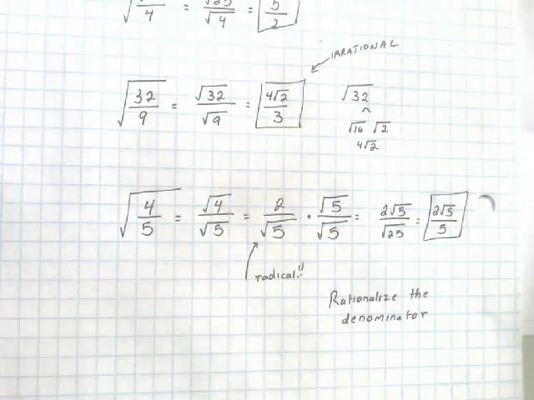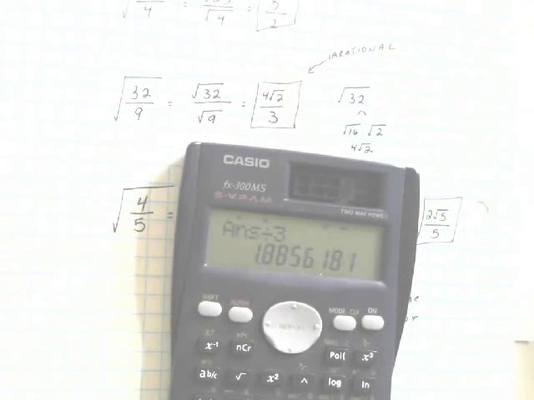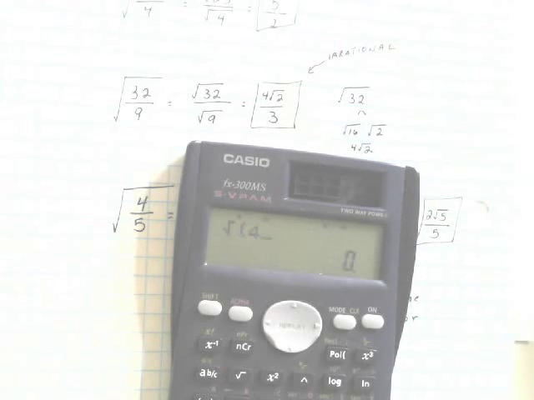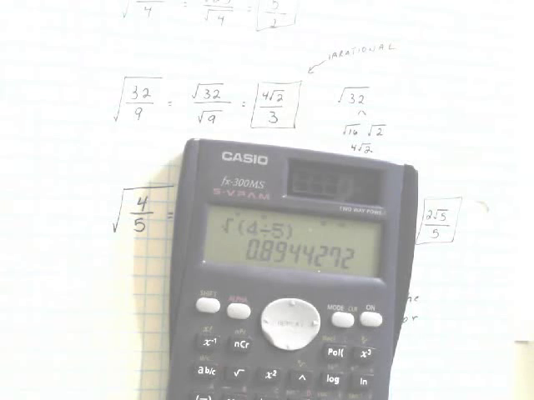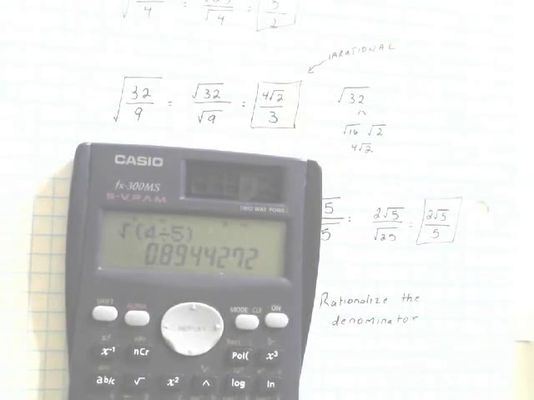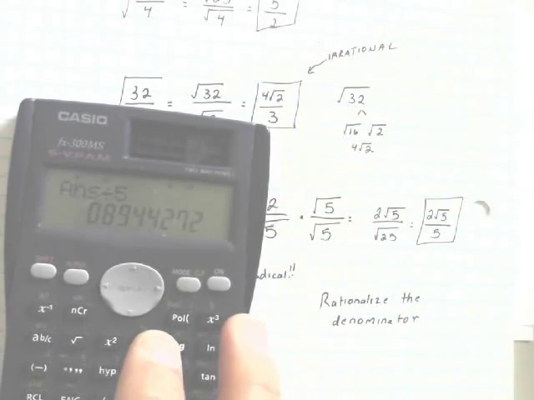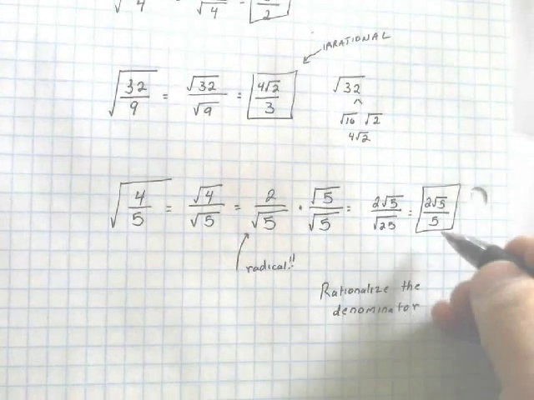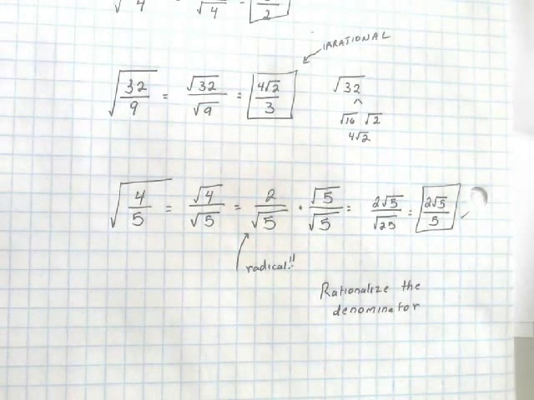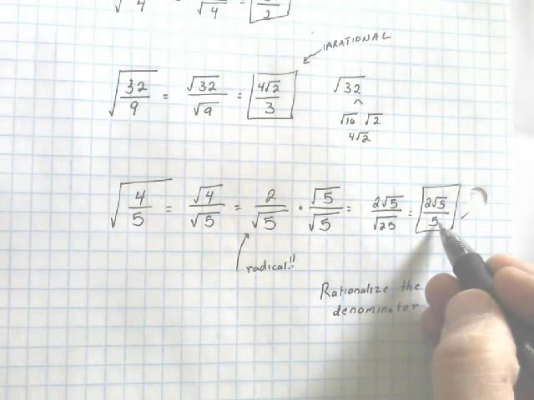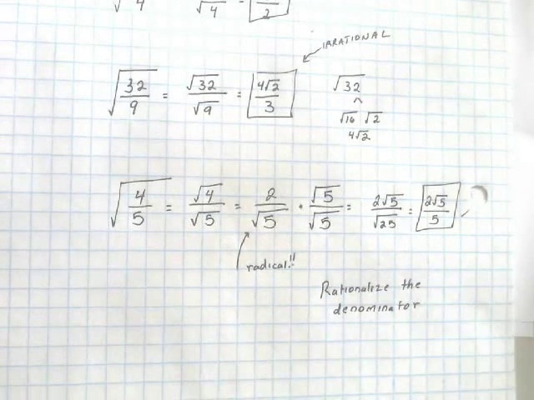So there's my answer. And I can just check it real quick. I can take the square root of parentheses 4 over 5. I get 0.8944. I could also take 2 square roots of 5 divided by 5, and I get the same value. So I'm comfortable that this is correct. There's no radical in the denominator, so the denominator has been rationalized.